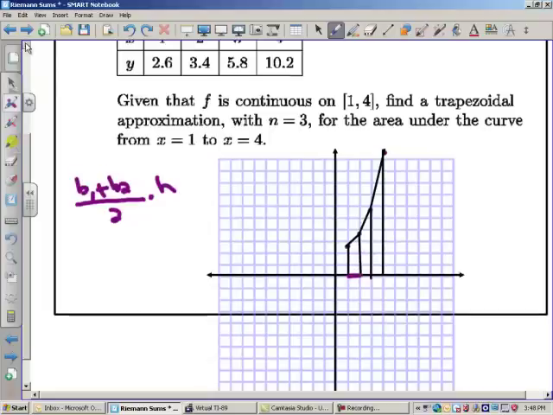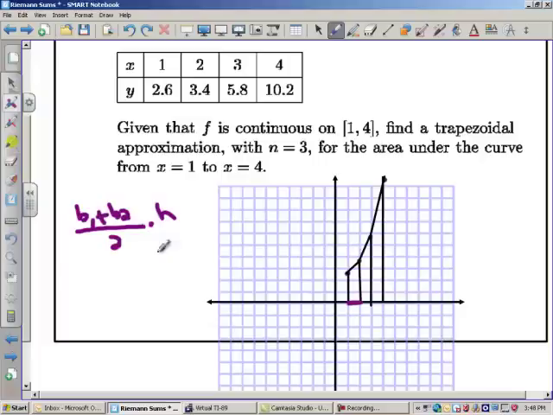So let's take a look at these numbers. So the area of my first trapezoid is going to be 2.6 plus 3.4 divided by 2. That's averaging those bases because this was 2.6 and that was 3.4. And then we're going to multiply that times the height. The height is from 1 to 2, or 1. That's the area of this very first trapezoid right here.